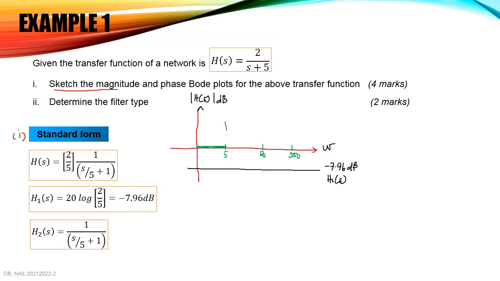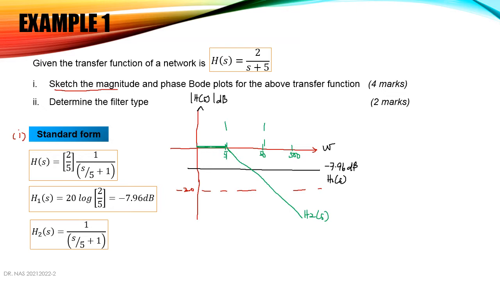So approximately there, we assume that here is negative 20 dB per decade, negative 20 dB. So the line drops down by 20 dB per decade, something like this. Okay, so this is your H2(s). Finally, you need to sum them up.